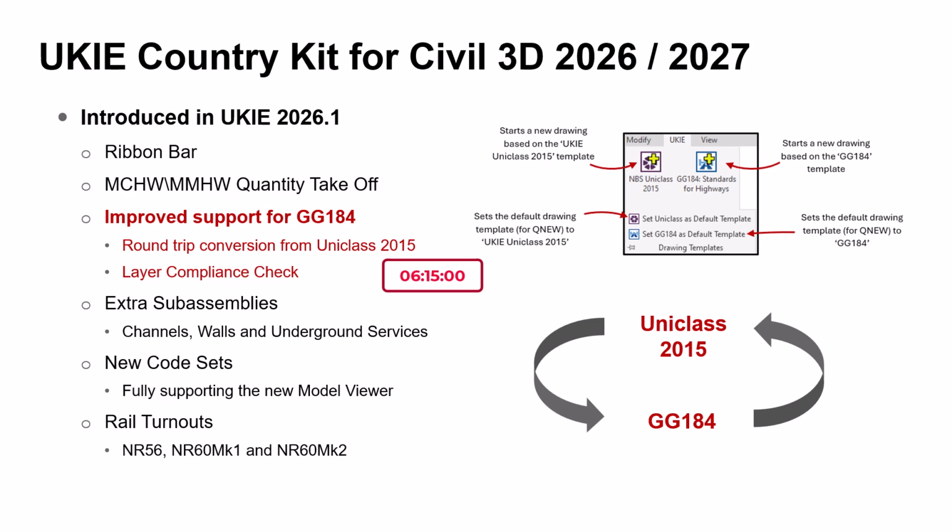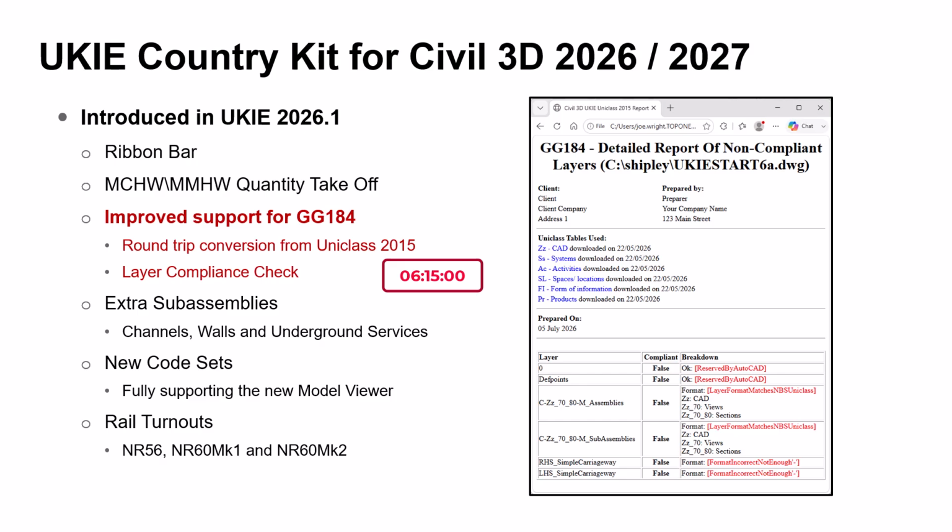Now, the big question of whether to use strict Uniclass 2015 layer compliance or adopt the GG184 variant is usually based on your discipline. Whilst the GG184 template has been around now for a few years, 2027 makes it easier with the templates immediately accessible on the ribbon, and the layer update tools now support round trip conversion. Most importantly, the compliance check will detect the layering system you're using and will report non-compliance.